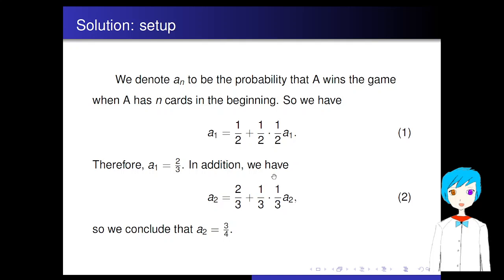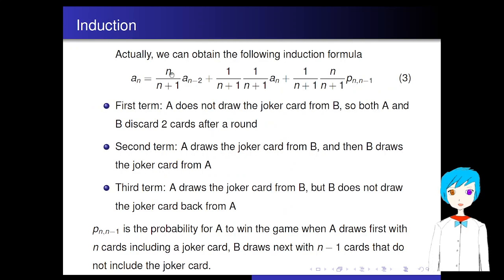We may wish to derive the formula for a general A_n. Actually, we can obtain the following induction formula. A_n equals n over n plus 1 times A_{n-2}, plus 1 over n plus 1 times 1 over n plus 1 times A_n, plus 1 over n plus 1 times n over n plus 1 times P_{n,n-1}. We will explain what P_{n,n-1} is later.